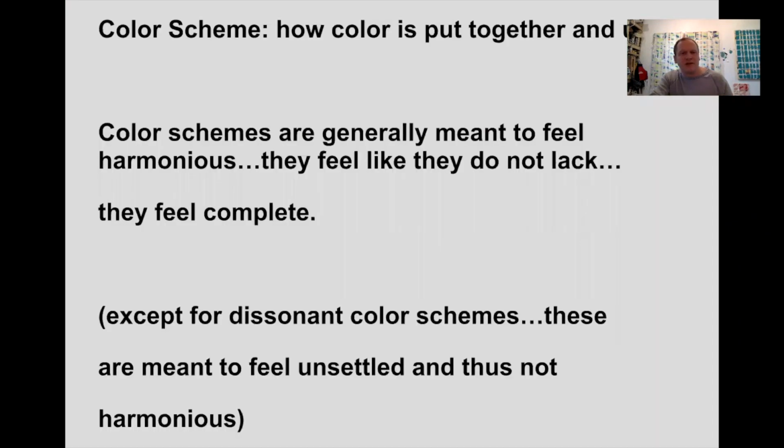A color scheme is just how we put colors together. And color schemes are generally meant to feel harmonious. They look like they do not lack, they feel complete. Except for a dissonant scheme or clash, they're meant to feel unsettled and thus not harmonious. Later in the class, we'll be figuring out how to determine what will look good together.